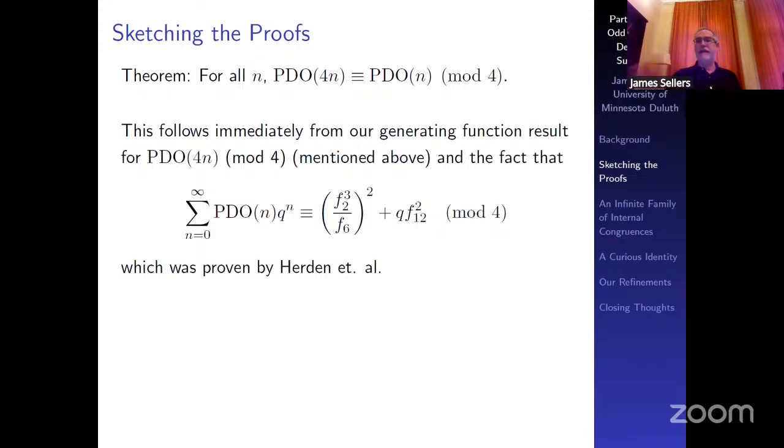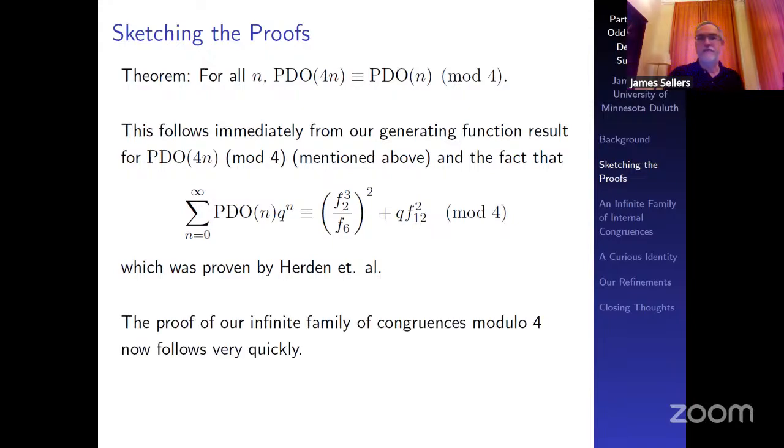It turns out this is immediate because a moment ago, I shared with you a mod 4 result for PDO of 4n, and it turns out that the Herden et al. paper proved that the same right-hand side mod 4 holds for the generating function for PDO of n. In other words, this was already waiting for me in their paper, and all I really had to do was confirm that the PDO of 4n satisfied the same right-hand side. And so that immediately gives me a proof of this result. Once I have that, I can now prove my infinite family mod 4 immediately.